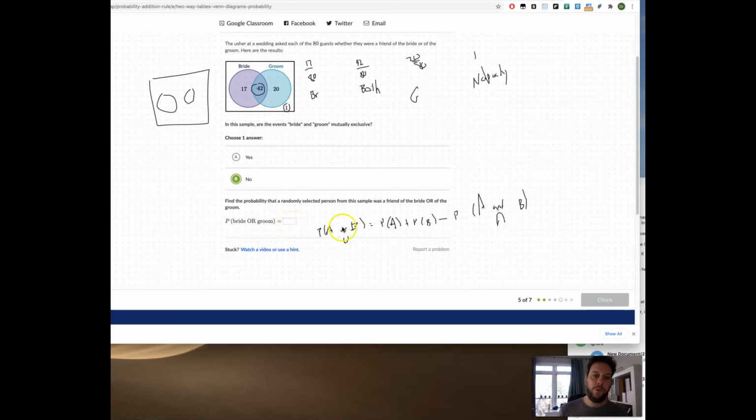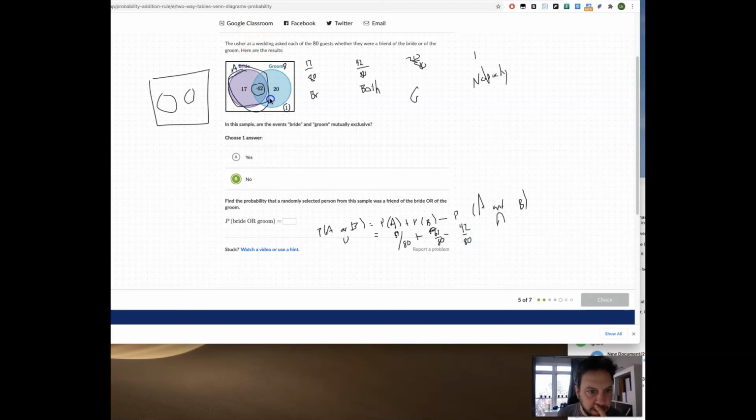So bride or groom. Well, the probability of A is 17 out of 80. Plus the probability of B. So that was bride. I'm calling A bride. So that's like A and B. The probability of groom is 20 out of 80. Nope, I'm wrong. Probability of bride is 59 out of 80 because this bride circle has 59 in it. The groom circle has 62. Minus the both circle, the both has 42.